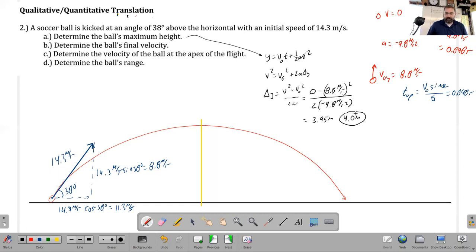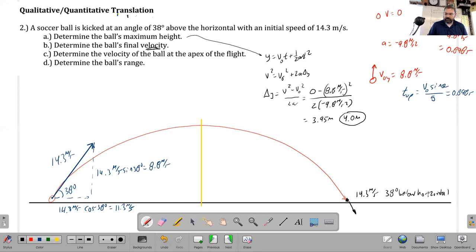B, the ball's final velocity. Now it's important that you're prompted for the velocity. The velocity at which it lands has the same speed at which the object takes off, 14.3 meters per second. But that's only a speed, because speed just tells you how fast. A velocity has to include a direction. So you could say 14.3 meters per second, 38 degrees below the horizontal.